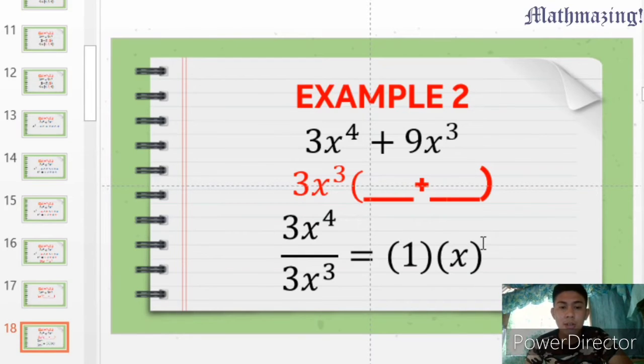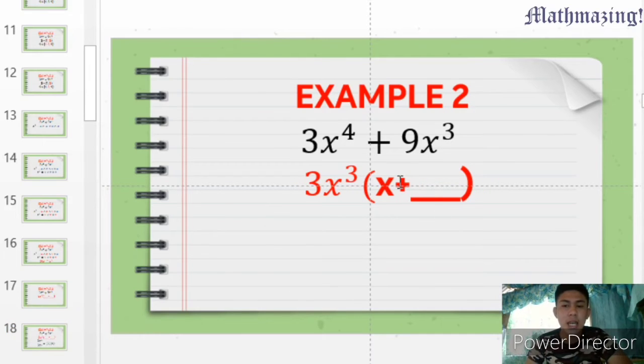So hindi ko na nilagay yung raise to 1 kasi it is constant naman na x raised to 1, the answer is still x. Okay, so ngayon we have to multiply 1 and x, the answer is x. Okay, so ito na yung ilalagay natin sa ating first blank. Ayan, so nilagay natin si x dito.